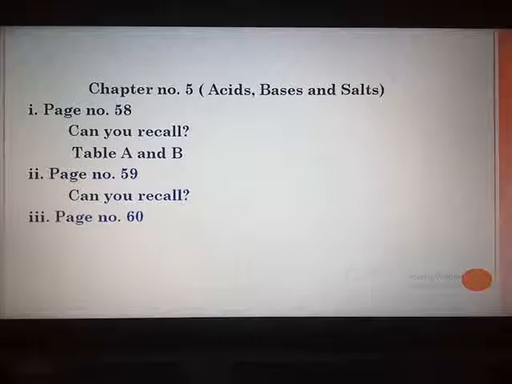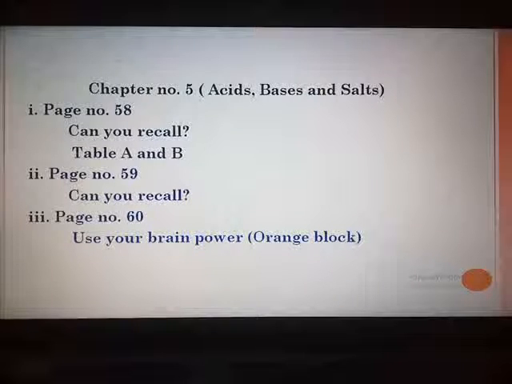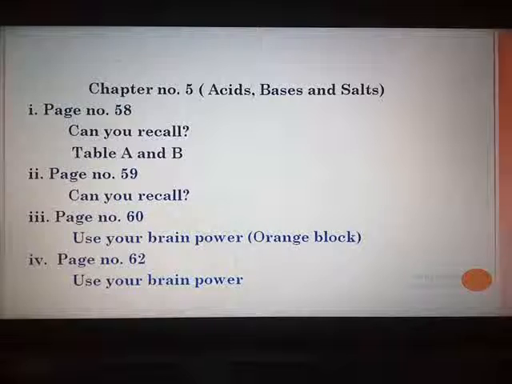Turn your page, page number 60. Towards the end of the page you have an orange block, Use your brain power. Remove that block. 3 questions are there in that block. Remove that entire block. Page number 61, there is no reduction. Page number 62, you have an activity on the top, Use your brain power. Remove that activity.